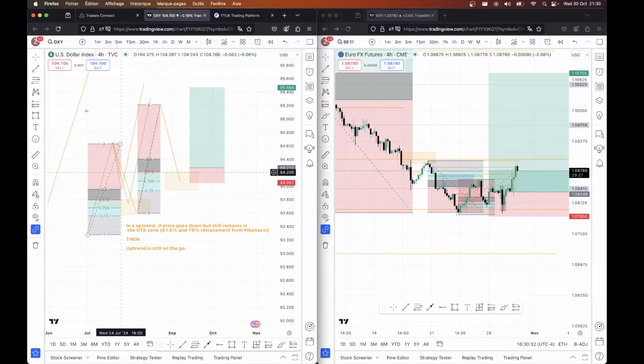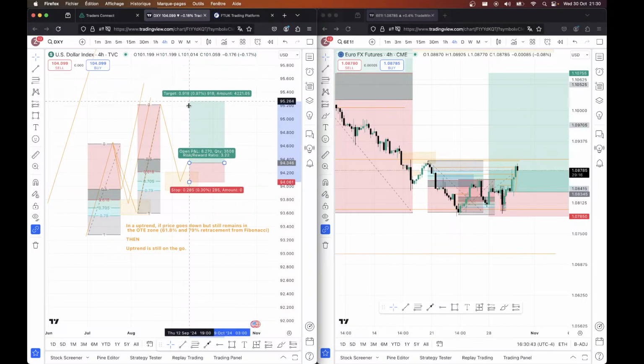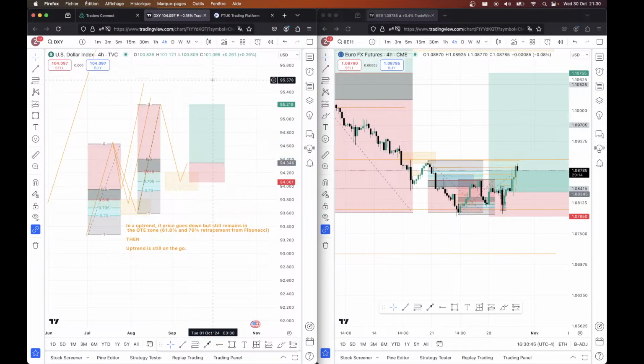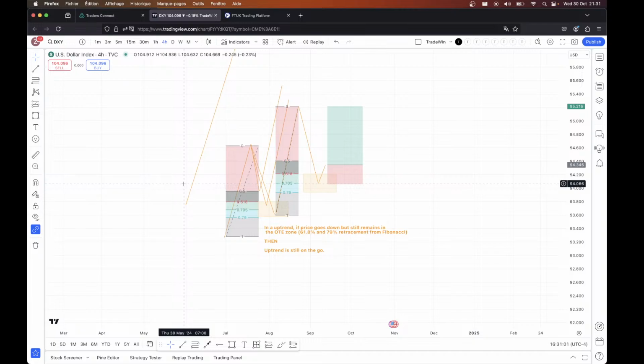At this point, we only know we reversed up. So I'm entering there, I'm putting the stop there, and I'm targeting the previous high. That's a complete valid entry for me. Okay, good. And that's exactly the same for the downtrend. I won't go into the details. I think this is clear enough.